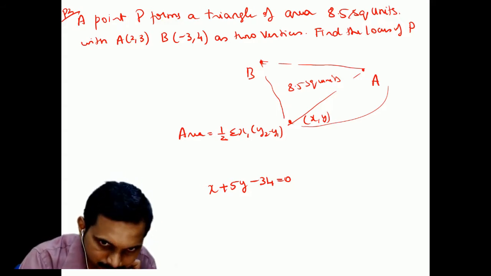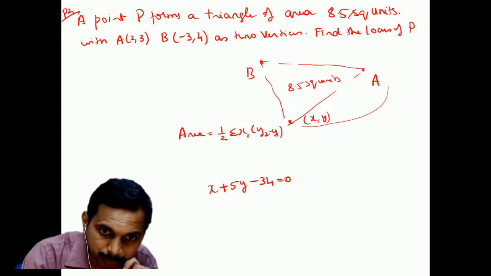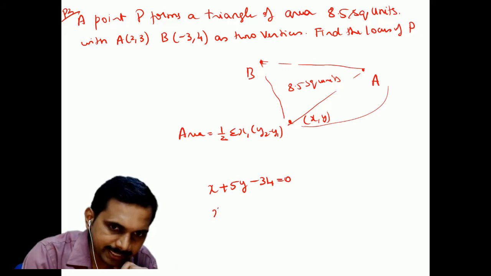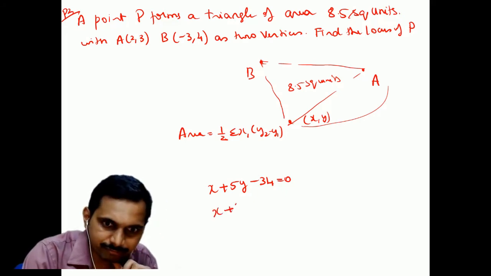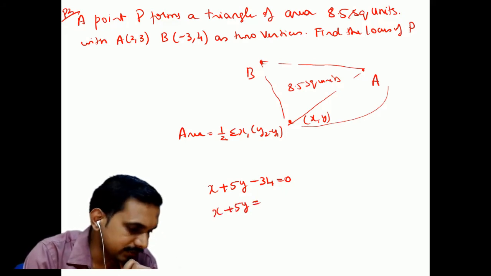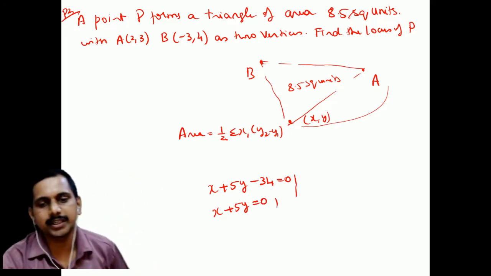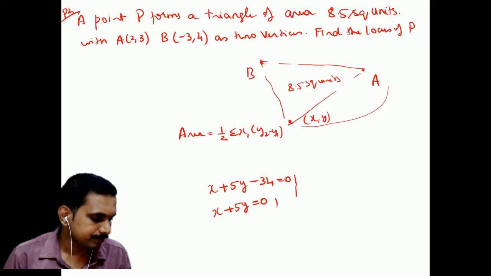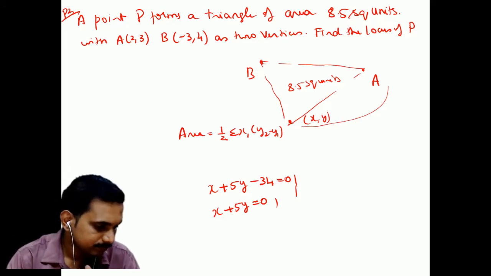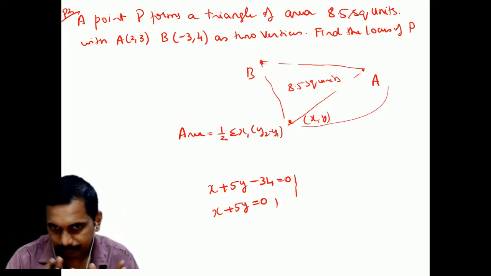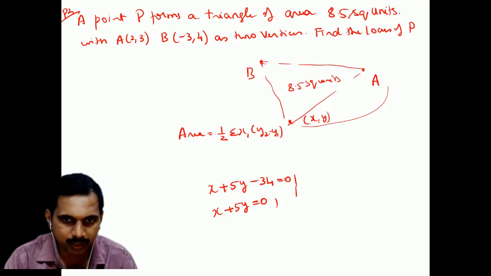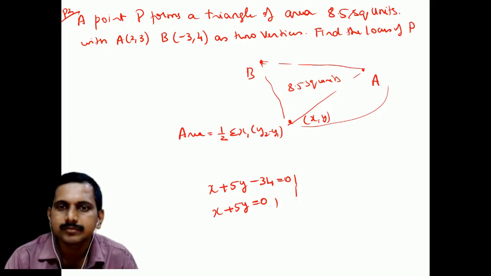And the other one, not just this, there are 2 lines. Another one is x plus 5y is equal to 0. These are the 2 loci you get. See whether you get this. You get 2 loci. Why? Think about it.